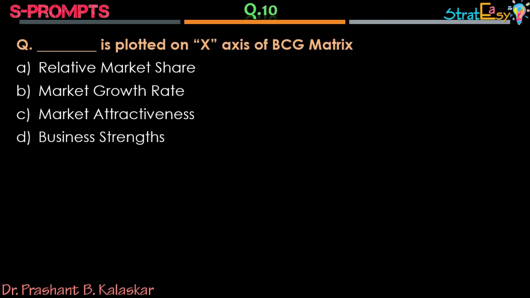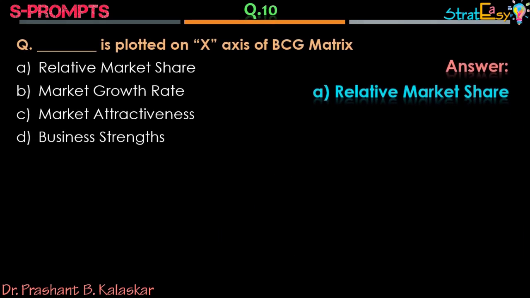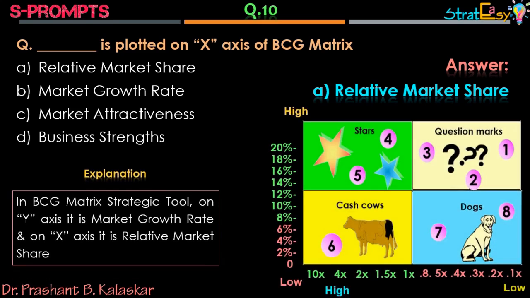Question number 10. Dash is plotted on the x-axis of the BCG matrix, and the right answer is option A, relative market share. In the BCG matrix strategic tool, on the y-axis it is the market growth rate which is plotted and on the x-axis it is the relative market share which is plotted.